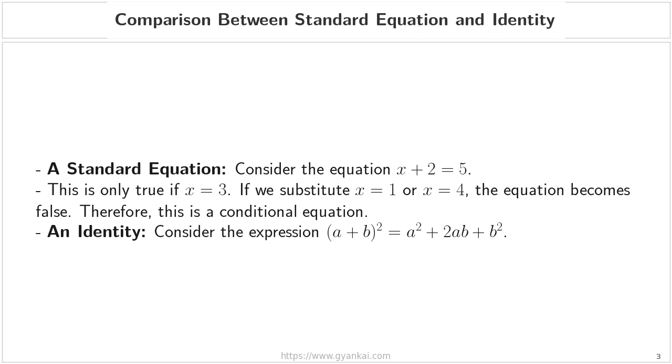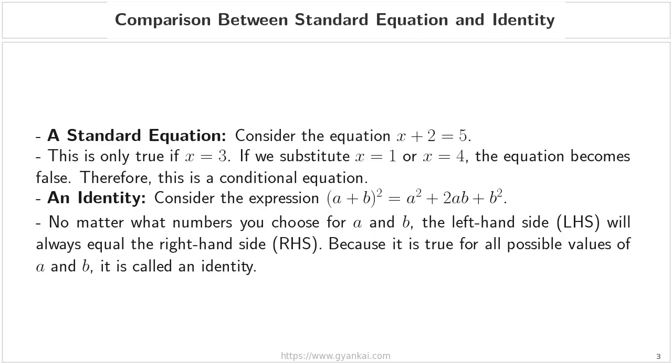Consider the expression (a plus b) all squared, which equals a squared plus 2ab plus b squared. In this case, no matter what numbers you choose to assign to a and b, the left-hand side will always equal the right-hand side. Because this equality holds true for every possible value of a and b, we call it an identity. Keep this distinction in mind, because in the next slide, we are going to apply this exact same logic to trigonometric functions.